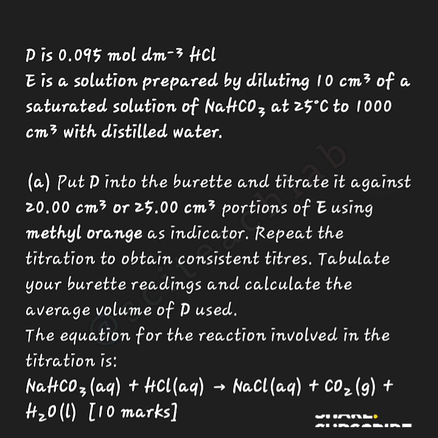D is 0.095 molar dm cube HCl. Yours can be D is 0.1 molar dm cube HCl. Could also be that it's not D, it is A. And then E is a solution prepared by diluting 10 cm cube of a saturated solution of sodium bicarbonate at 25 degrees Celsius to 1000 cm cube with distilled water. The one case could be 15 cm cube, could be 8 grams, whatever it is. Those information does not concern you for the titration.